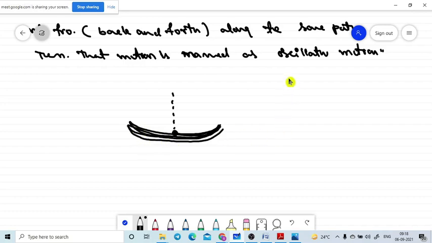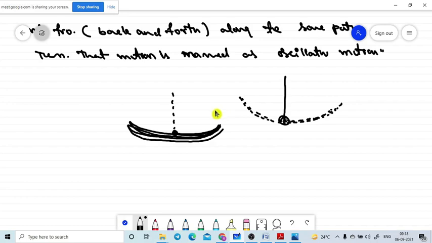Let me take the pendulum. It will move in this direction, and again it will come back to the mean position, and again it will go to the other direction and come back. Like this it is moving. That type of motion is named oscillatory motion. So the main condition here is that in oscillatory motion, the particle should move along the same path with to and fro motion. That is the vibratory motion or periodic motion of the object.